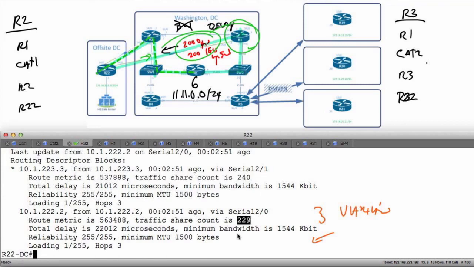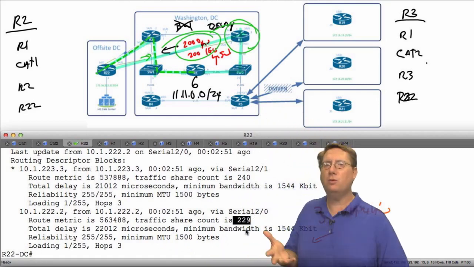versus 229 packets. So the one that is going to be the best is going to actually carry more traffic per second than the one that is less attractive, the one that has a higher metric. So this tells me that my share count is going to be slightly off, because remember, we're only just a little bit out.